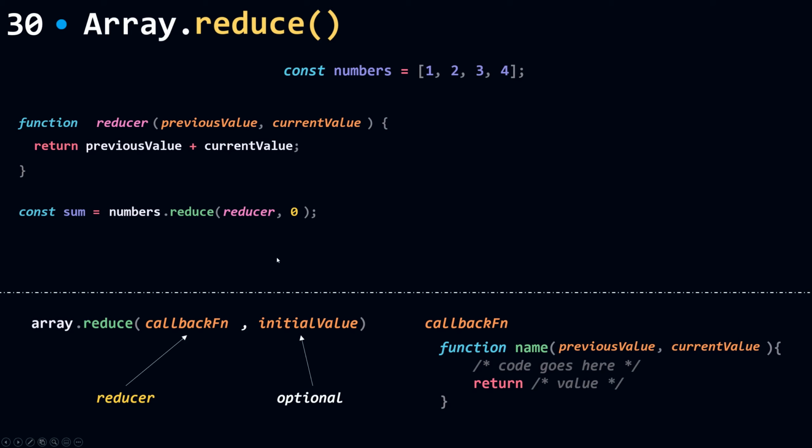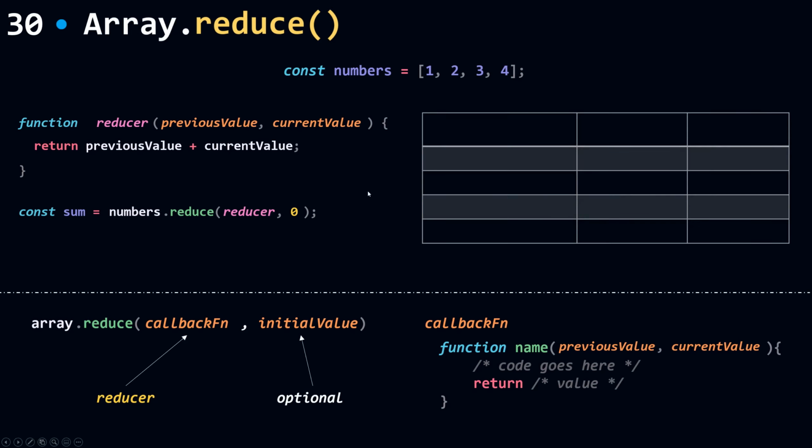Now let's see what's going to happen on each iteration here. So I'm going to call this column callback iteration. On the first call, the previous value will be the initial value here. And then the current value will be the first element in our numbers array, so it's like numbers with index 0. So on the first call, the reducer will be called with these two values, and it will return 0 plus 1, which is 1.